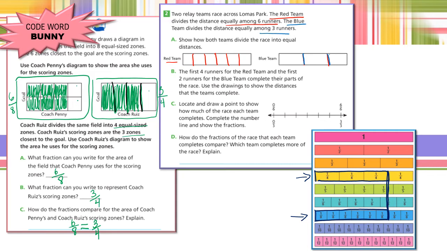So the first 4 runners for the red team, and then the first 2 runners for the blue team. So let's go ahead and shade in our models to show that. So the first 4 runners are 4 parts. So 1, 2, 3, 4. And then for the blue team, the first 2 runners, 1, 2.